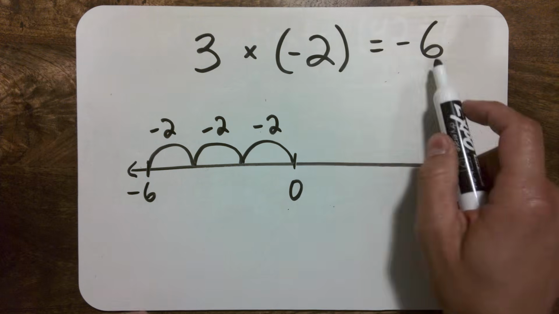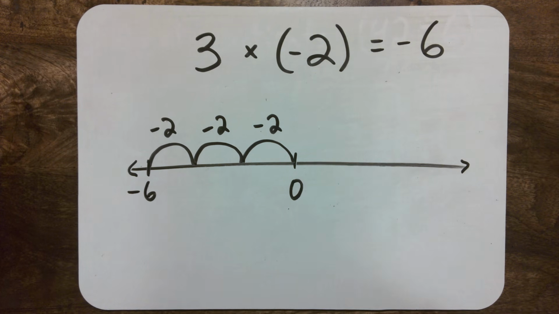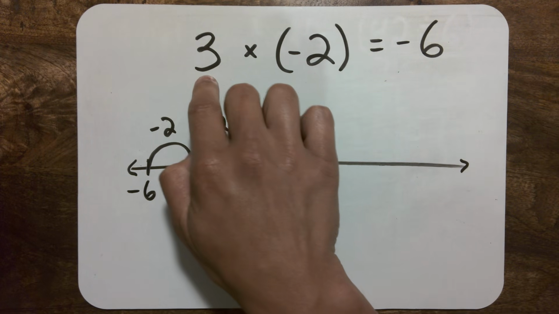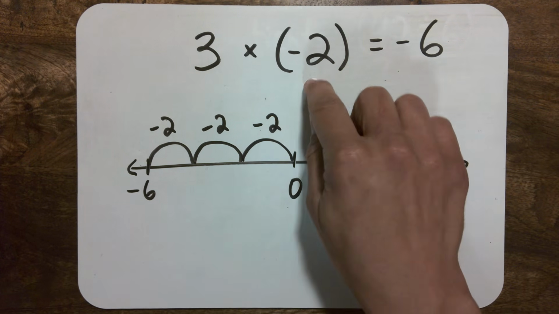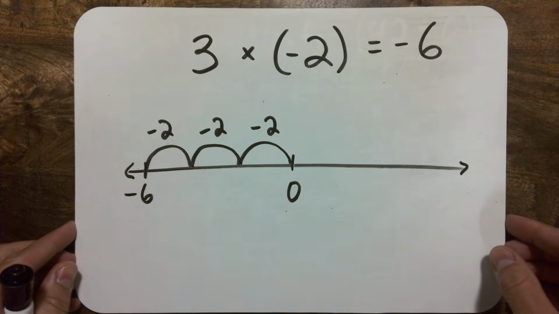And then this will be my abstract model for this one: 3 times negative 2 equals negative 6. The thing to highlight here is that 3 is the number of groups, and 2 is the size of each group.